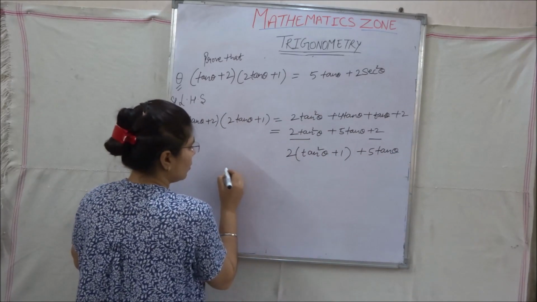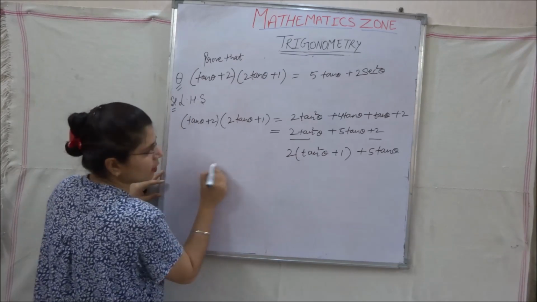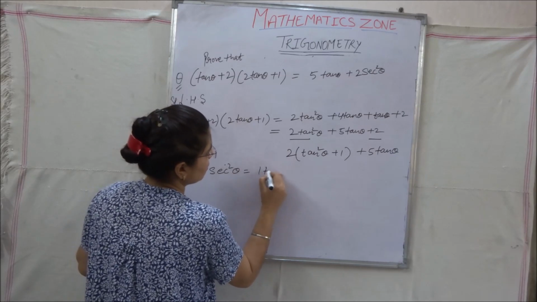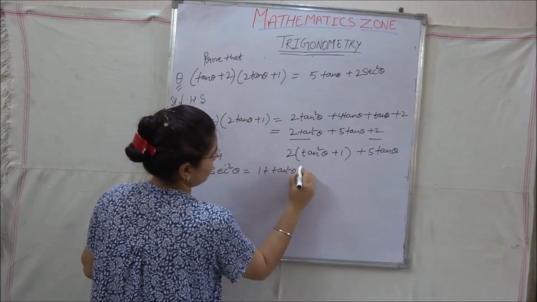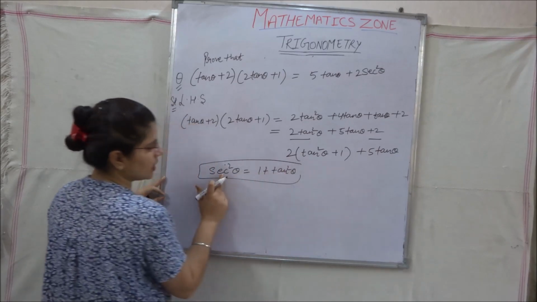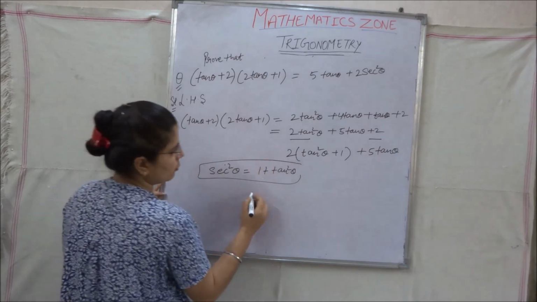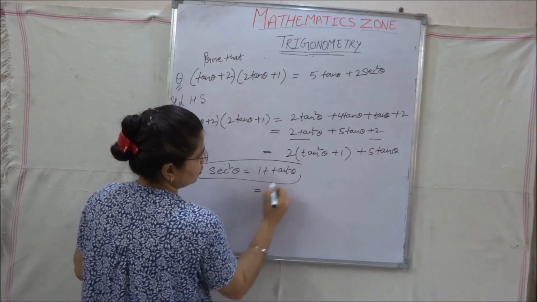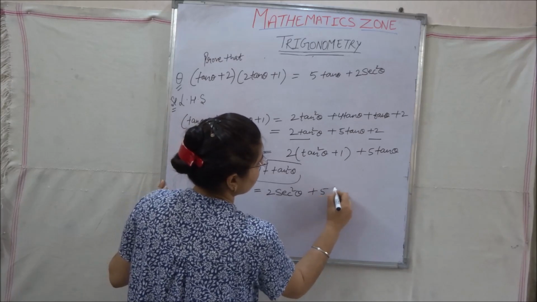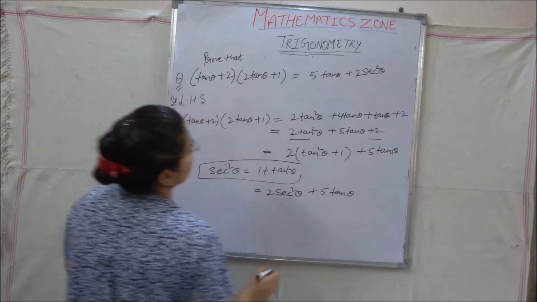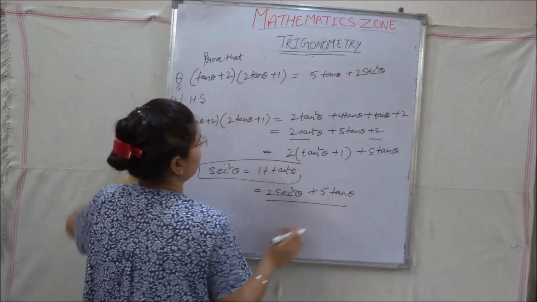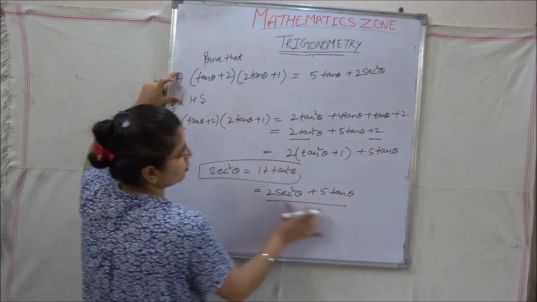Now we had already done an identity that secant square theta is equal to 1 plus tan square theta. So the value of 1 plus tan square theta is secant square theta. So we will put that value: 2 secant square theta plus 5 tan theta. So 5 tan theta plus 2 secant square theta. Hence left hand side is equal to right hand side.